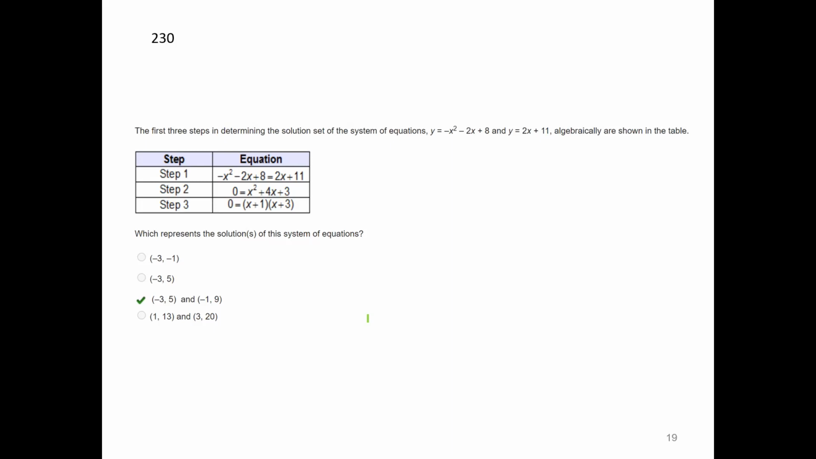All right, the first 3 steps determine the solution of the system. You have 2 different equations here. Algebraically, it is shown on the table, which represents the solution to this equation. So all you have to do, this is really easy, you just go to step 3. Step 3 basically says 0 equals x plus 1, right? You have to set the other one to 0 as well. 0 equals x plus 3.